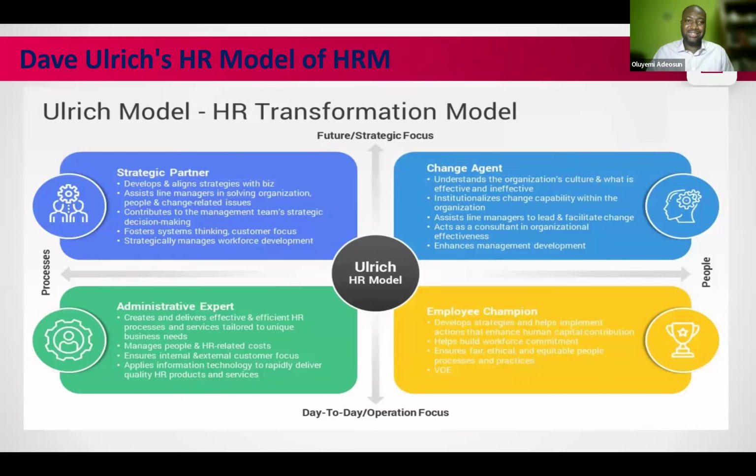Some people arguably say that Dave Ulrich is the father of modern HR, with emphasis on modern HR. Some of us in some organizations will hear HRBP, HR business partner. David Ulrich is a major scholar and practitioner who pushed the concept and agenda of the HR business partner forward. In his transformational model, he categorized the four cardinal tasks of HR into four: one, strategic partner; two, change agent; three, administrative expert; four, employee champion.